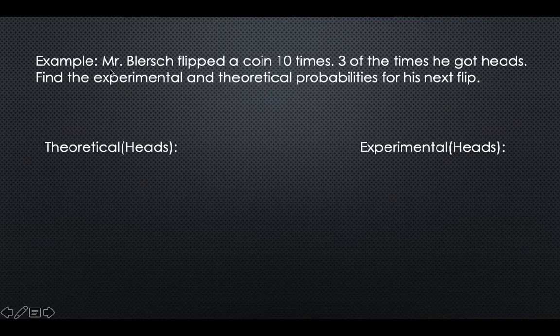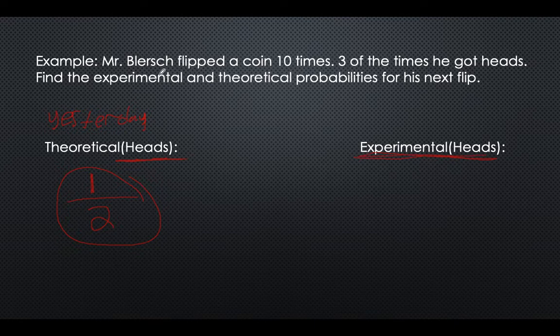Let's see. So, example 1. Mr. Blursh flipped a coin 10 times. 3 of the times he got heads. Find the experimental and theoretical probabilities for his next flip. Theoretical, that was all yesterday, right? So if you're just flipping a coin, for his next flip, what's the probability that you get a heads? Well, there's one event where you get a head, and there's 2 possible events. So the theoretical probability of getting a heads on the next flip is 1/2. That makes sense, right? 50-50.